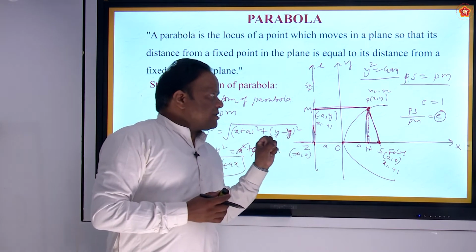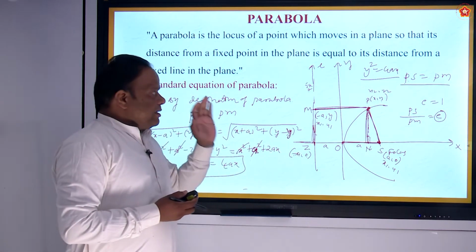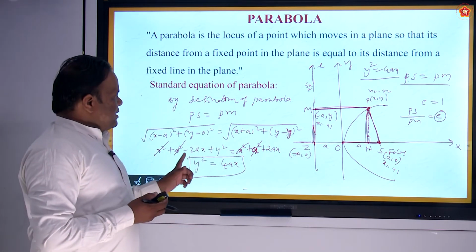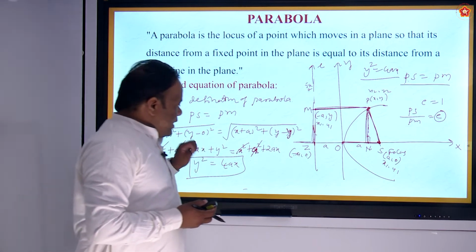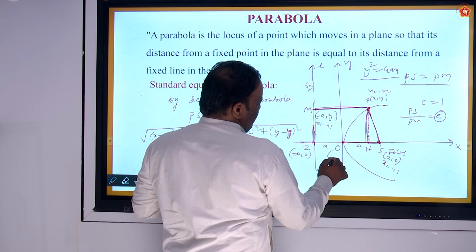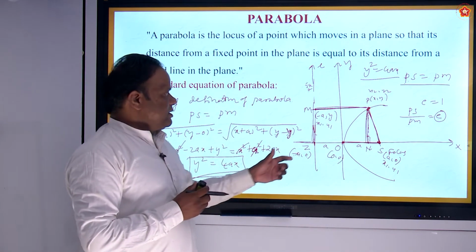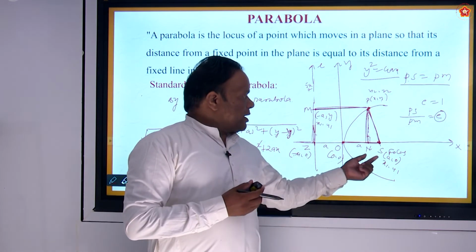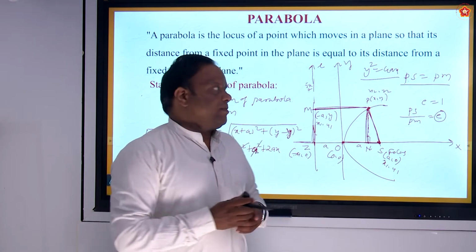You have to observe some conditions and formulas here. If the equation of the parabola is y square equal to 4ax, this is called the standard equation of the parabola. The vertex of the parabola is not the center. The vertex of this parabola is the origin, that is 0, 0. The focus of the parabola is a, 0.